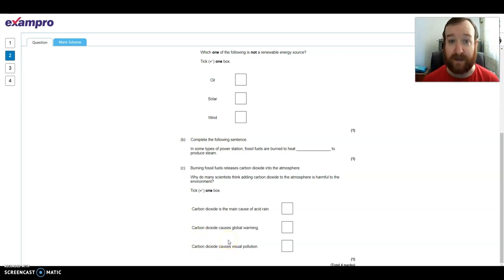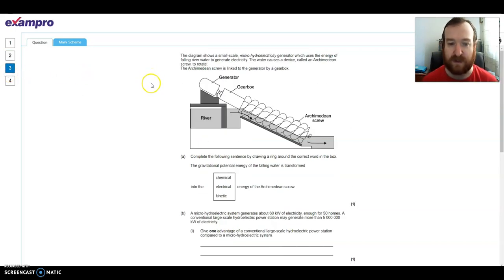It's not there, you can't see it. Okay, so it won't cause visual pollution. But it is linked to global warming. Right, question 3. Oh, this is a good question. I love this diagram, it's brilliant.